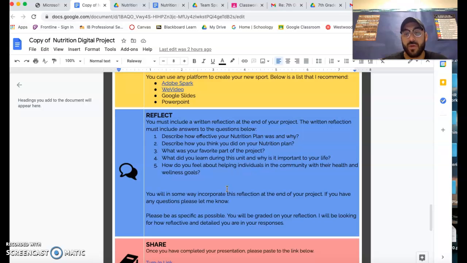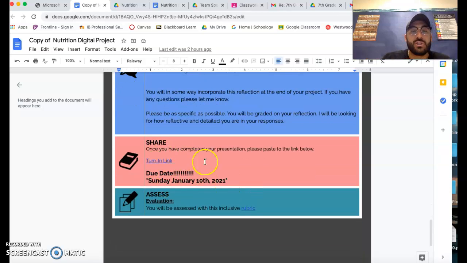So whether that be a cookbook, it's at the last page, or maybe the last slide of your presentation, maybe you have something typed and then you're talking about it as well if you want. You are going to paste the link to your project here through this turn in link. And if you have a physical copy of your cookbook, then you'll just turn that into me somehow and get it to me as soon as possible. The due date here is listed. It's January 10th, 2021. And you will be assessed on this inclusive rubric.